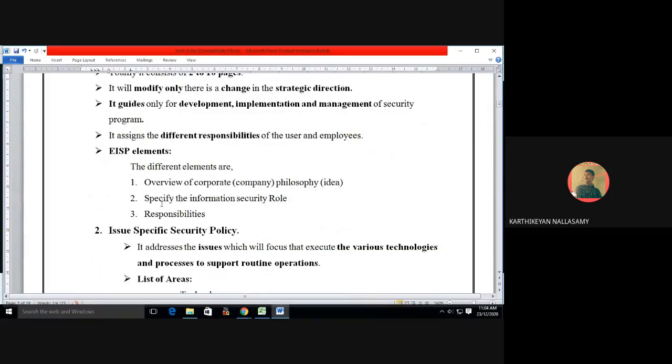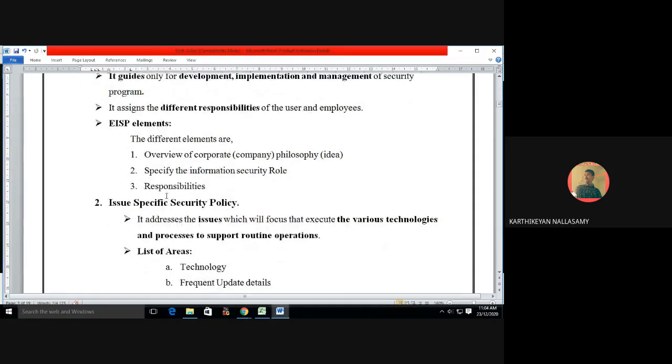The next one is the issue specific policy. Normally this focuses on the various processes and technologies involved in an organization, mainly on individual tasks. For example, as a student, your task is to read a particular subject, so I define a set of policies for reading that subject, such as information security management.